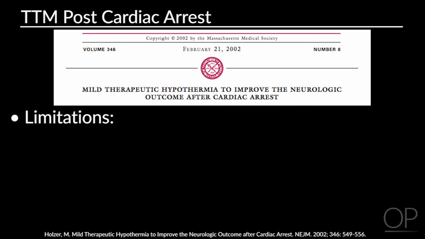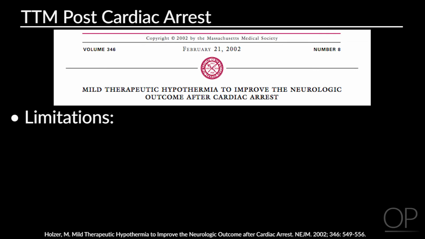So I think that one of the concerns we have in using the AHA data to justify the use of temperature-targeted management is that it's actually comparing the use of hypothermia to fever as opposed to hypothermia compared to a control group which has a normal temperature. Other concerns that came out of the AHA study and further analysis include the following.